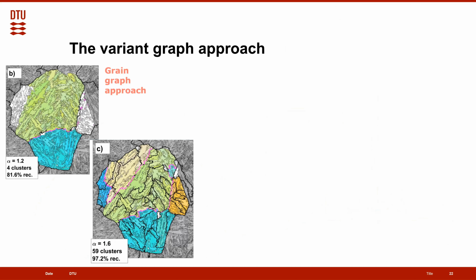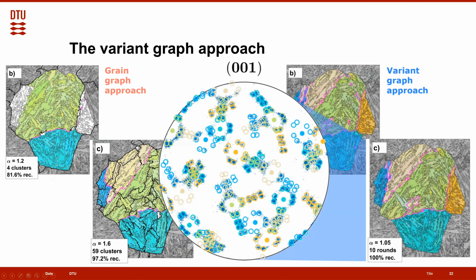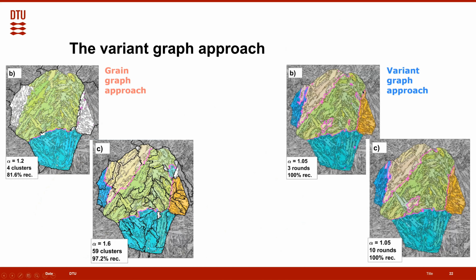Just to show a little bit of comparison how the grain graph approach and the variant graph approach perform side by side. We saw these two reconstruction results earlier with low inflation parameter and high inflation parameter. The low one may be disregarded because it's really a poor result. But if you compare with the one where we used a lot of clusters, we can now see the results by the variant graph approach. And only after 3 iterations, we already get a quite useful reconstruction where we are staying within the boundaries of where the grain should be.